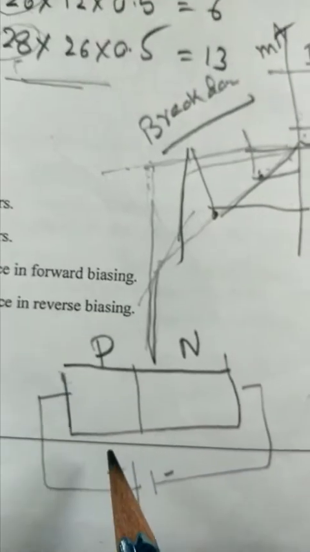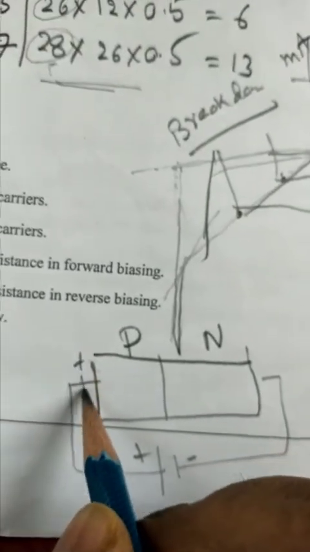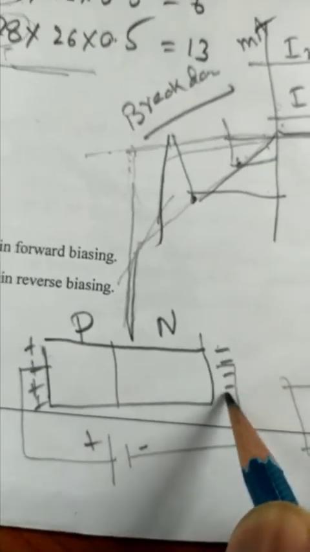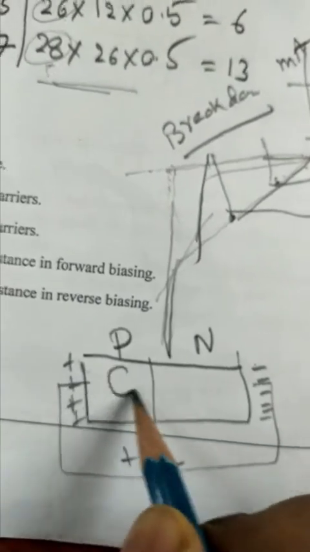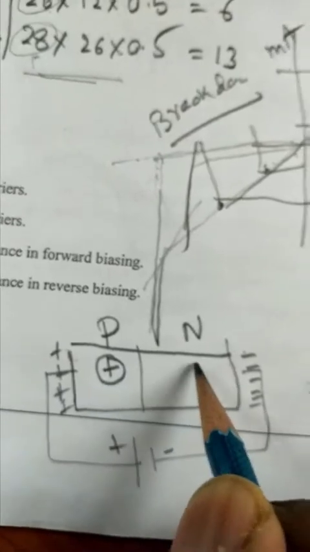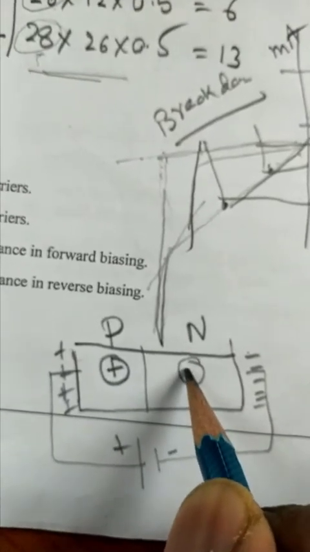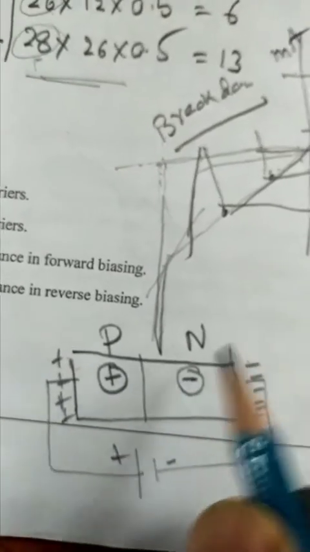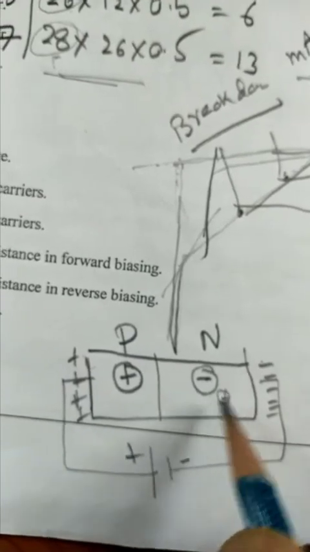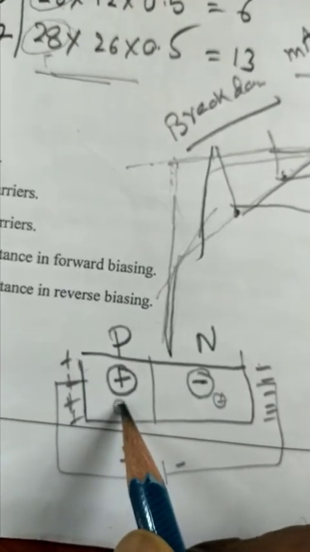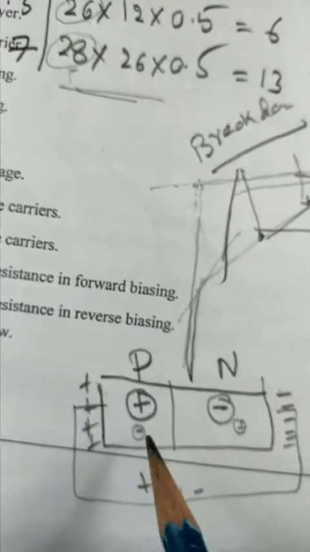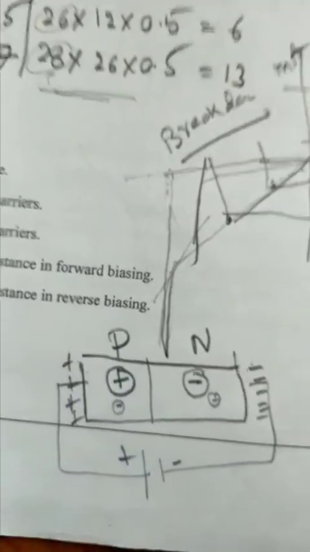When I connect positive here, positive charges will reside. When I connect negative here, negative charges will reside. In this P type of material, the majority carriers are holes. In the N type, the majority carriers are negative. Inside we also have plus, minority carriers, and here we have minus also. It's not that we have only plus. Minus is not absent here, but the number is less.